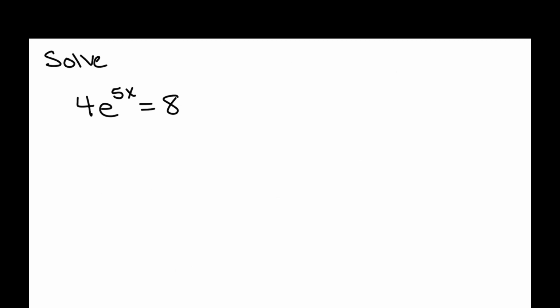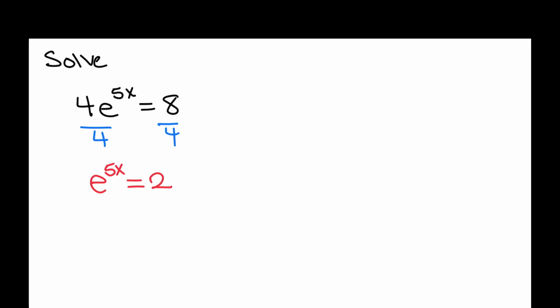Here's another example. 4 times e to the 5x equals 8. Now, before we take the log of both sides, we do want to isolate that exponential. We want the exponential term to be by itself, and then we can use the same method as before, where we'll take the log of both sides to try to get rid of that exponential expression. So the first thing I'm going to do here is divide both sides by 4, and that gives me e to the 5x equals 2.